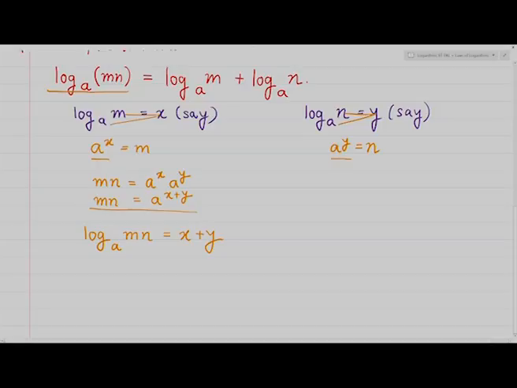But what was our assumption? What was our x and what was our y? So, this is equal to log, substituting the value of x which we have assumed, to the base a of m plus log to the base a of n. See, we have proved whatever we were supposed to prove. So, what we have proved right now is log to the base a of m into n is equal to log to the base a of m plus log to the base a of n.